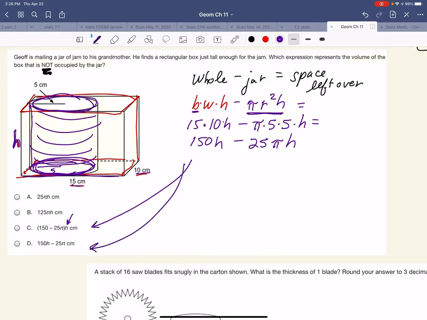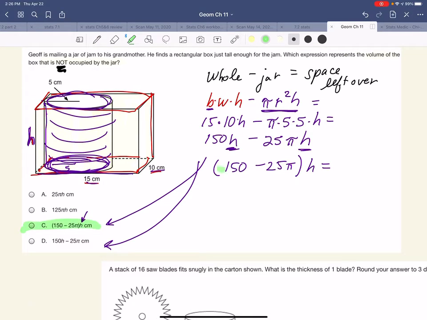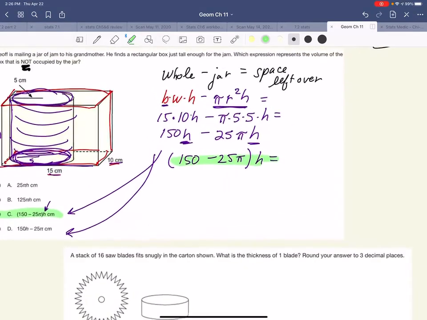It looks like this first one, they factored out an h. So let's do that. Notice I have an h in both terms. So if I factor out an h, I have my answer, C. That matches my answer. Cool.